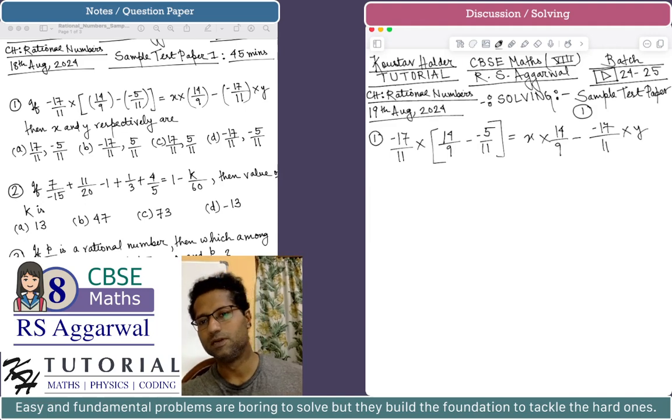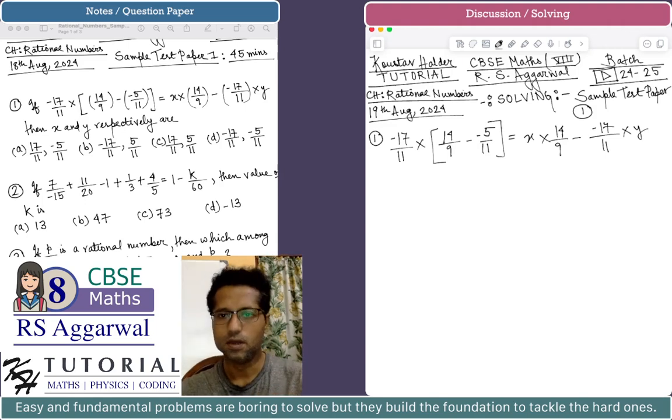There is a high possibility, and I also see that on the right hand side the rational number 14 by 9 also appears on the left hand side, and also minus 17 by 11 appears on the left hand side. So there is a high possibility that the distributive law of multiplication over subtraction has been used. Let's try to see what is the LHS from this given equation. LHS is minus 17 by 11 multiplied by 14 by 9 minus 5 by 11.